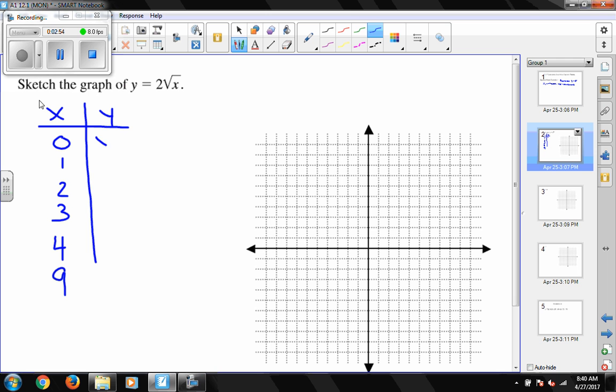So if I plug 0 into my equation, we get 2 times the square root of 0. Square root of 0 is 0, times 2 gives me another 0. So I have the point 0, 0 on my graph. If I plug in 1, you're going to take 2 times the square root of 1. Square root of 1 is 1, so we're going to get 2. So at 1, we have a y value of 2 right there.